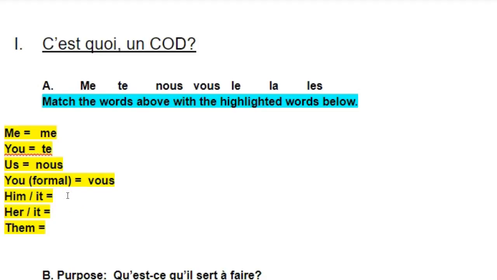For him or for it, think about masculine singular items. Which of these words that are left over do we use for masculine singular? Le. And for feminine? La. And for plural? Les. Let's keep going.